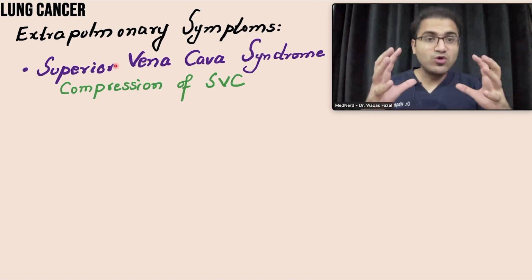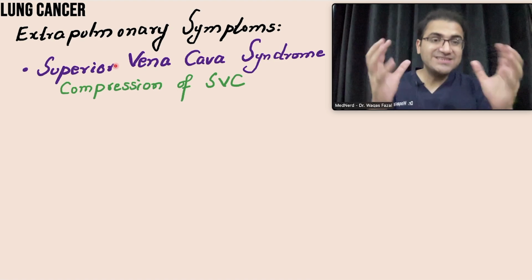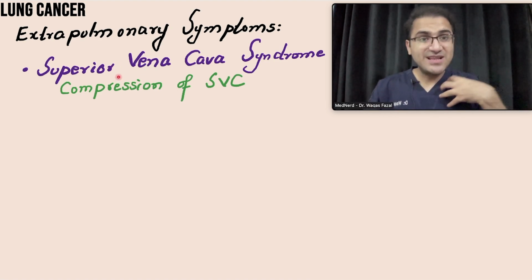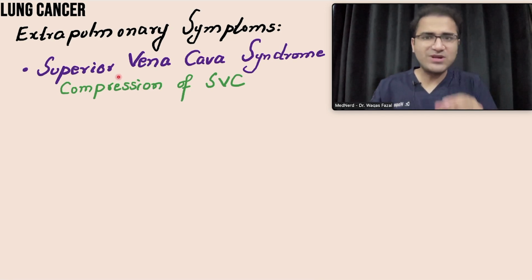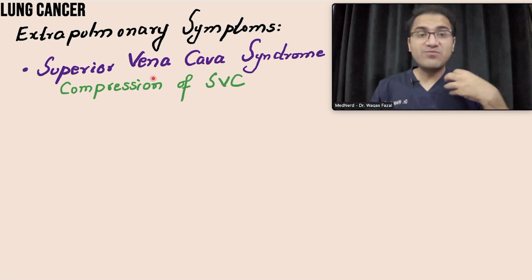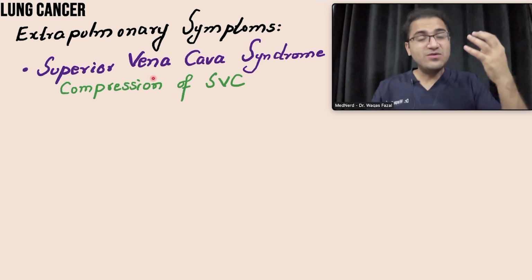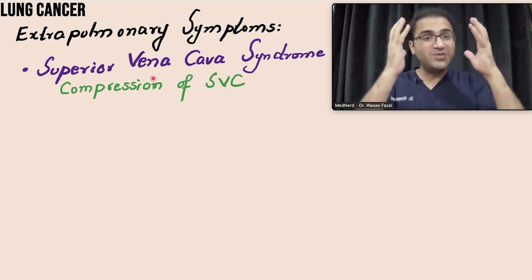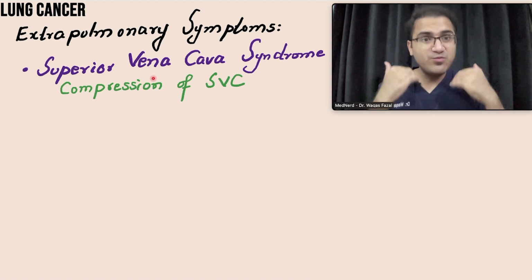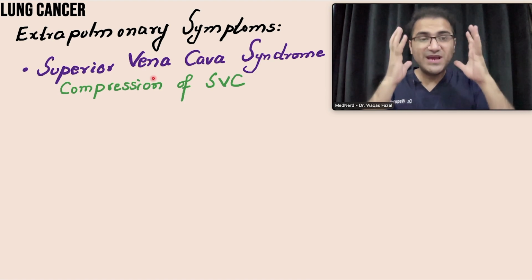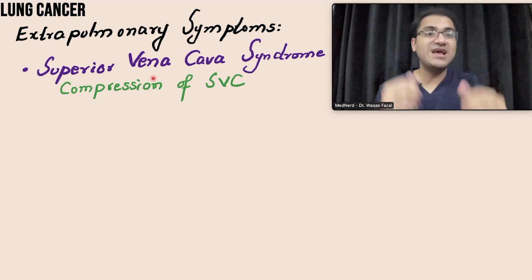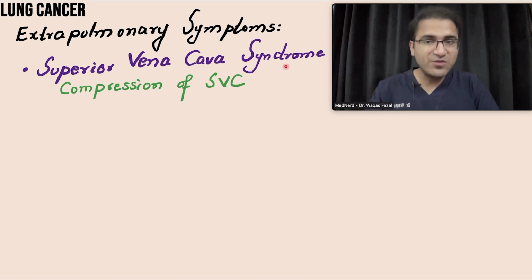Whenever lung cancer grows, it can compress the things that are lying around the lungs. Now, if there is a lung cancer present in the upper lobes of the lungs, it can compress the superior vena cava. And when it compresses the superior vena cava, the patient will start developing edema of the face. The venous drainage of the face will be poor. Therefore, this patient will have facial edema, there will be flushing of the face, and the veins will be dilated over the face. That is called superior vena cava syndrome.